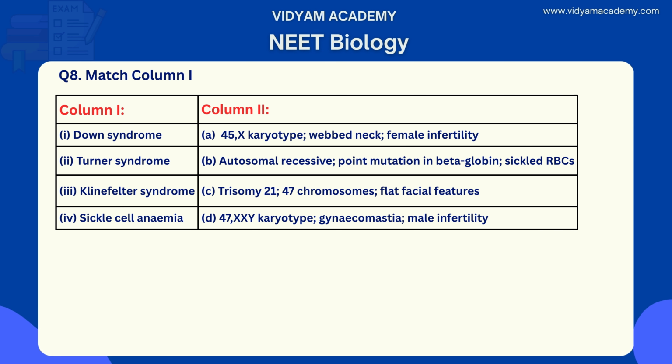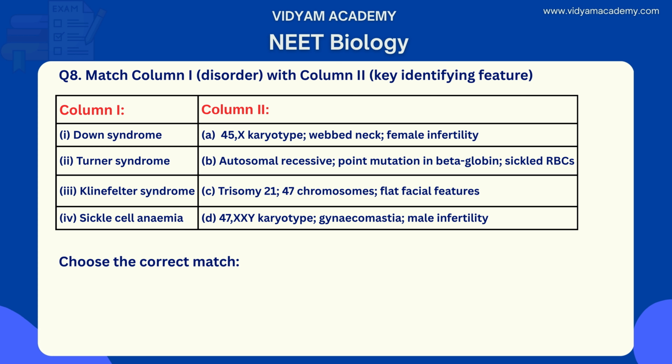Next, question number 8. Match column 1, the disorder, with column 2, the key identifying feature. The first one Down syndrome, second Turner syndrome, third Klinefelter syndrome and the fourth sickle cell anemia. So here A, B, C, D. A is 45, X karyotype, webbed neck, female infertility. B, autosomal recessive point mutation in beta globin, sickled RBCs. Option C, trisomy 21, 47 chromosomes, flat facial features. Option D, 47 XXY karyotype, gynecomastia, male infertility.